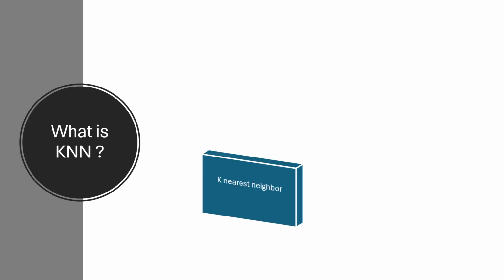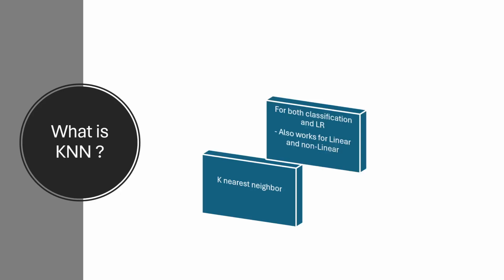Now back to KNN. What is KNN? KNN means k nearest neighbor. It is a simple and also famous algorithm. It works for both classification and regression. We already know what classification and regression mean, and it also works for linear and non-linear problems.